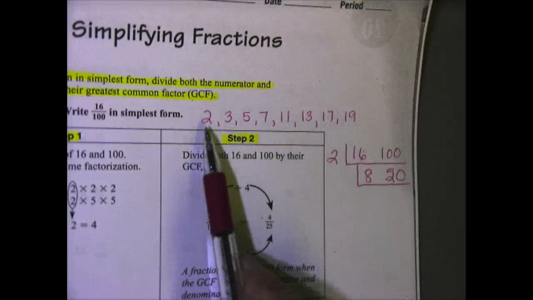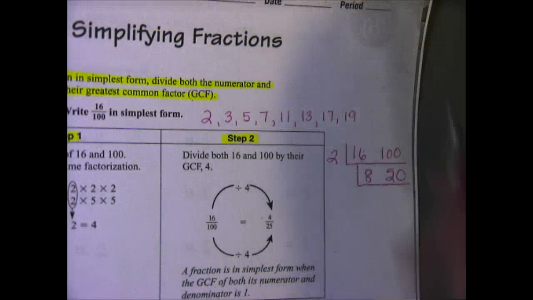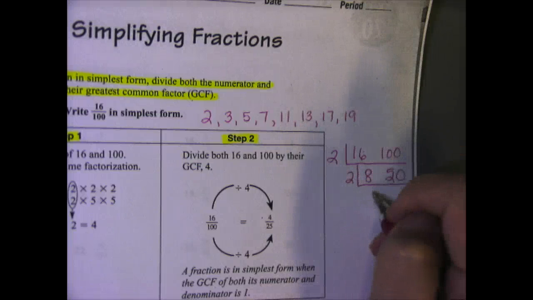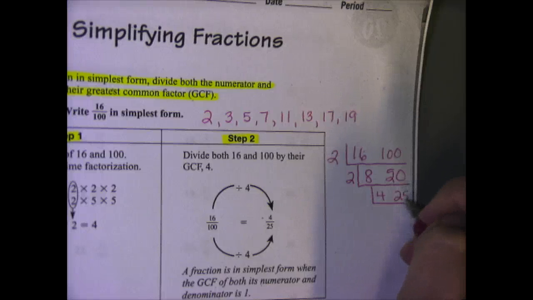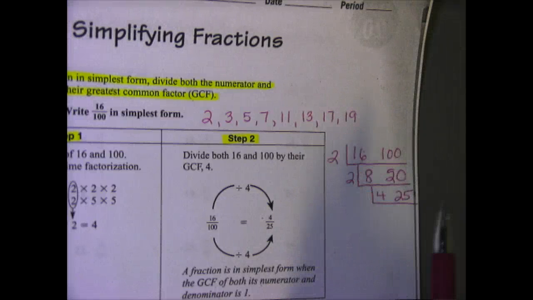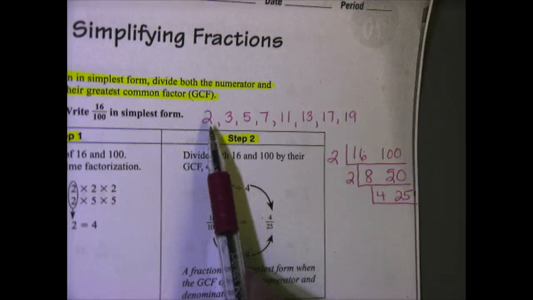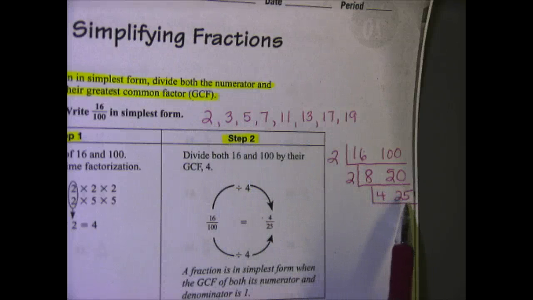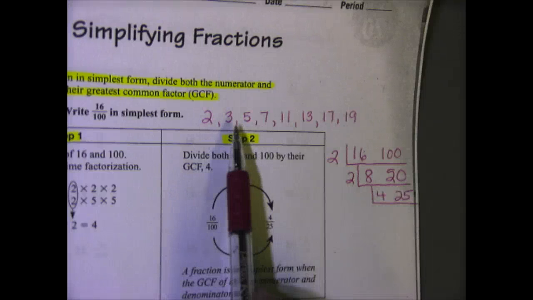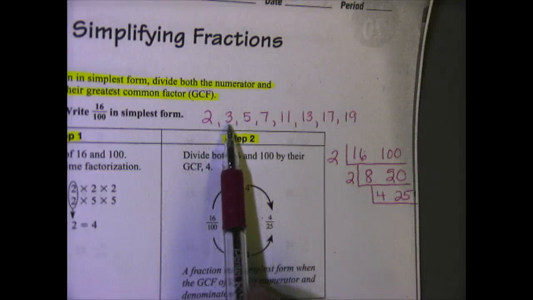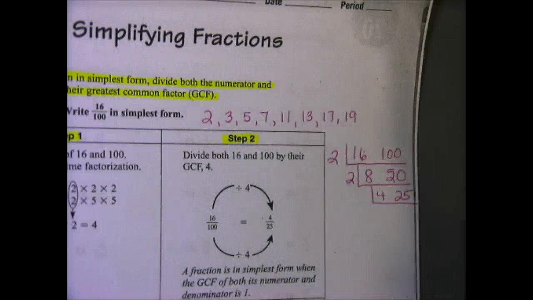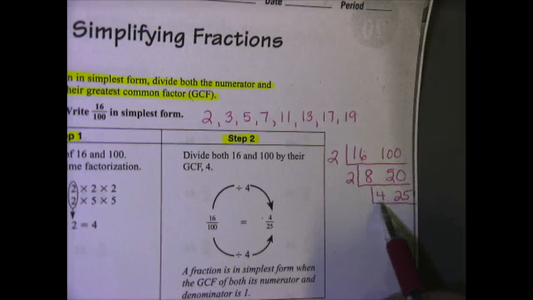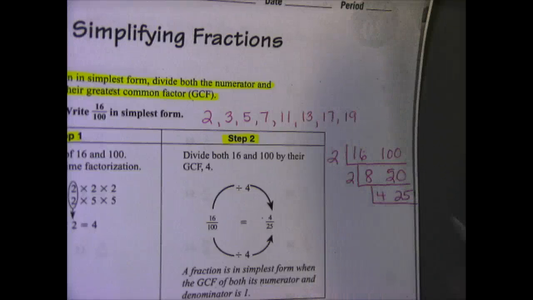Can I divide 8 and 50 by 2? Yes, I can, because they're both even. So 8 divided by 2 is 4, and 50 divided by 2 is 25. Now I'm going to take these two and look up here and ask, can they both be divided by 2? Well, 4 can because it's even, but 25 cannot. So I'll go to the next one. 4 is not divisible by 3. So I'll go to the next one. 4 is not divisible by 5 or 7. So we know that these two numbers are as far as they can go because they do not have any prime factors in common.